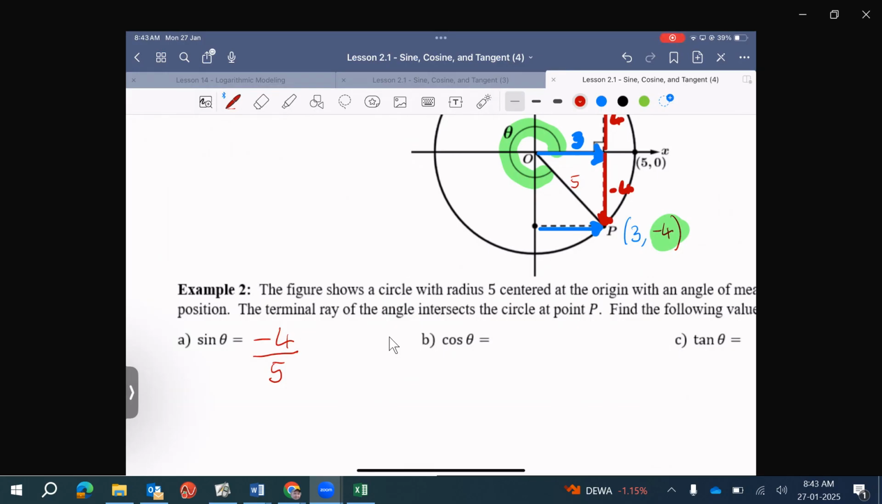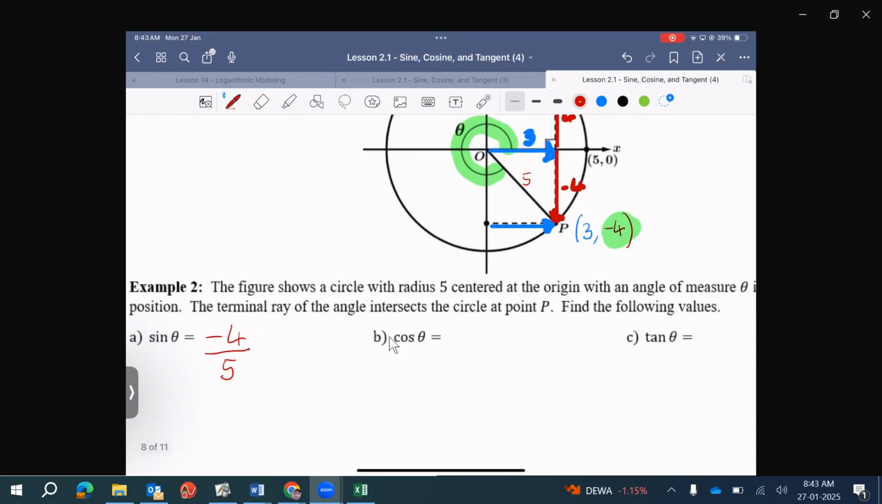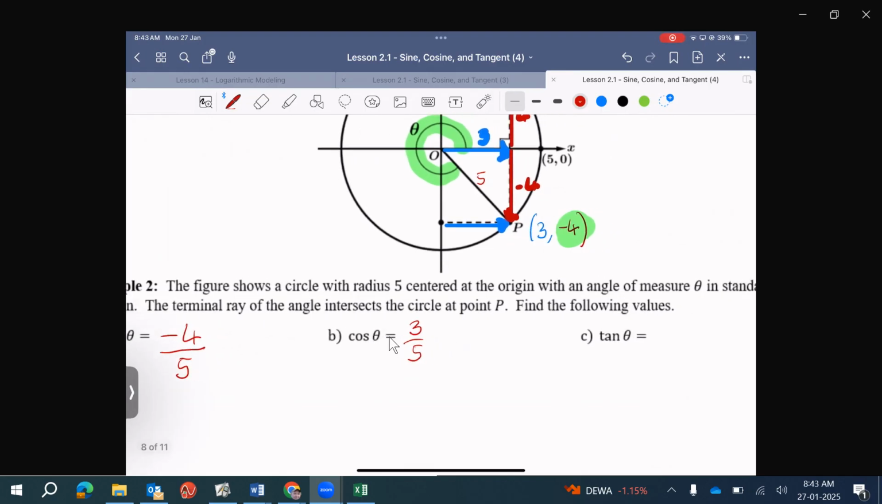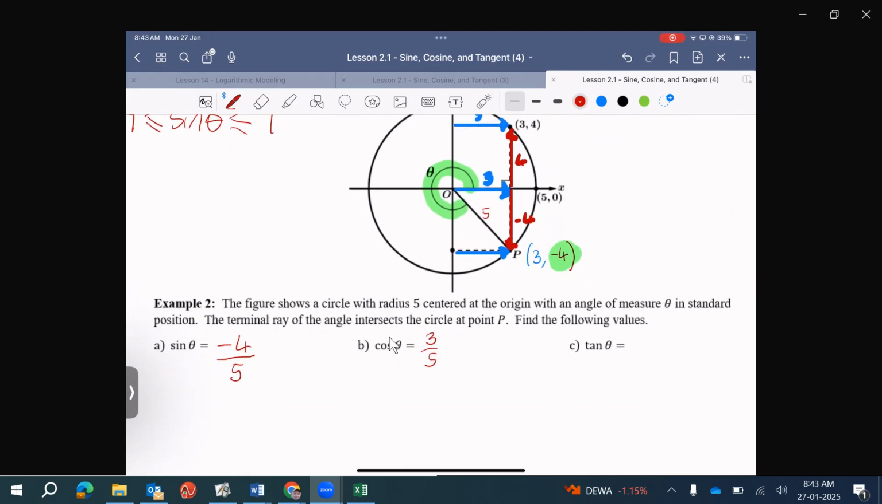So let's have a chance for redemption. What is the cosine of theta? Sam? 3/5. Then the tangent of theta. Who can help me with the tangent of theta? -4/3.